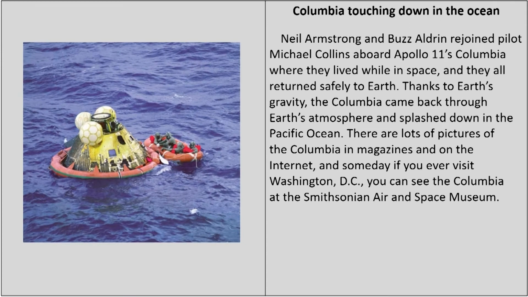Neil Armstrong and Buzz Aldrin rejoined pilot Michael Collins aboard Apollo 11's Columbia, where they lived while in space, and they all returned safely to Earth. Thanks to Earth's gravity, the Columbia came back through Earth's atmosphere and splashed down in the Pacific Ocean. There are lots of pictures of the Columbia in magazines and on the internet. And someday, if you ever visit Washington, D.C., you can see the Columbia at the Smithsonian Air and Space Museum.